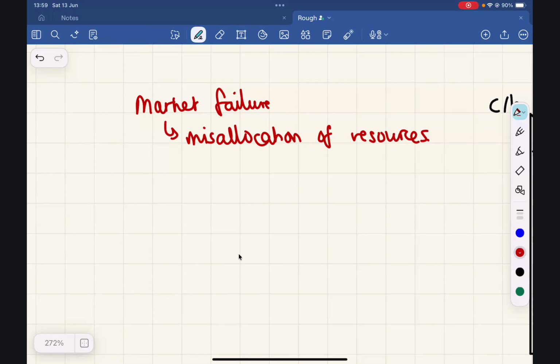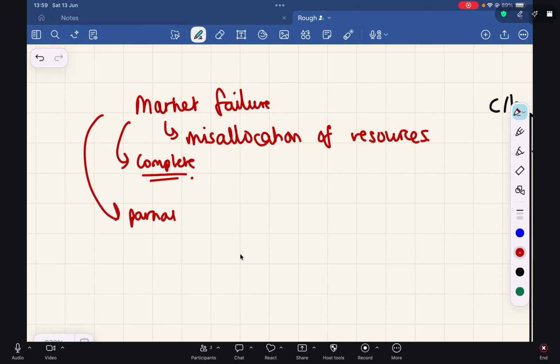The only time you can't is, remember there's two types, there's partial and complete. If the question is asking you to talk about complete market failure, you can't do externalities. That's only a partial market failure. So what do you talk about if it's complete? Try and remember, we did it last time.